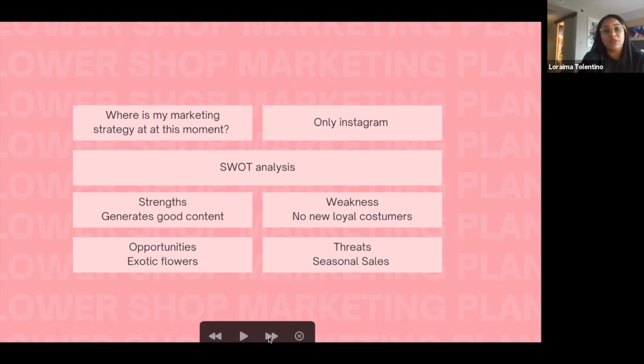And then in the opportunity section, they find that they have exotic flowers, and that's amazing. That's a great opportunity because not all flower shops have exotic flowers. And then the threat is that the flower shop only survives by seasonal sales. Mother's Day, graduations, Valentine's Day, that's it. So they're trying to create a way for their flower shop to be relevant throughout the entire year.